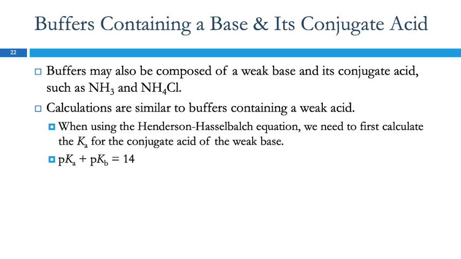We can also have a buffer made out of a weak base and its conjugate acid, like NH3 and NH4Cl. So the calculations here are going to be very similar to a buffer of an acid and its conjugate base. If we're going to use the Henderson-Hasselbalch equation, we have to calculate Ka for the conjugate acid of the weak base. And that's really not too hard. pKa plus pKb equals 14.